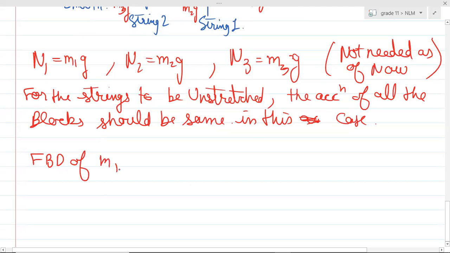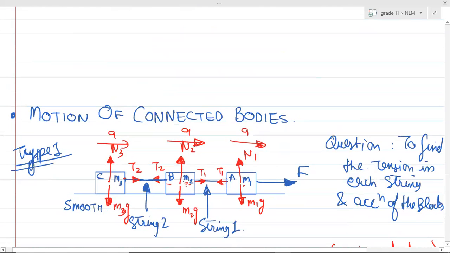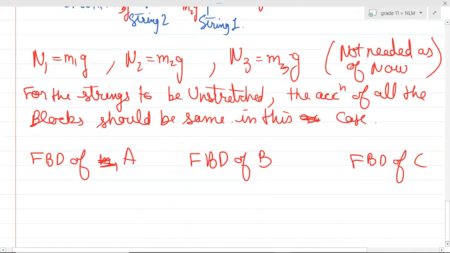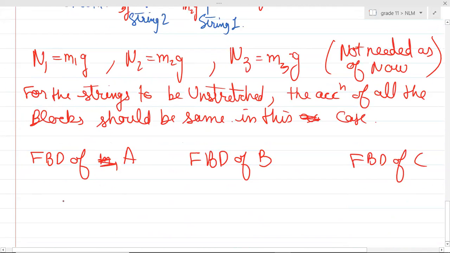So now I draw the FBD of block A, FBD of block B, and FBD of block C. When I draw the free body diagram of block A, what all forces are acting on block A? Can you see four forces: N1, M1G, F and T1? I will not be drawing N1 and M1G, okay? Is it fine? I don't need the vertical direction as of now, so I'll be just drawing the forces which are acting in the horizontal direction.